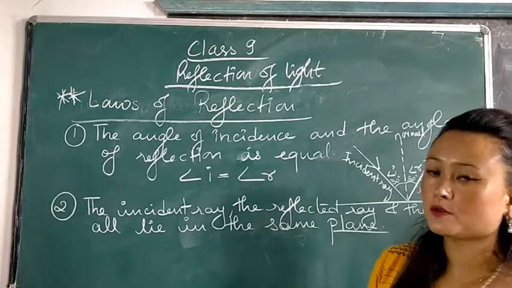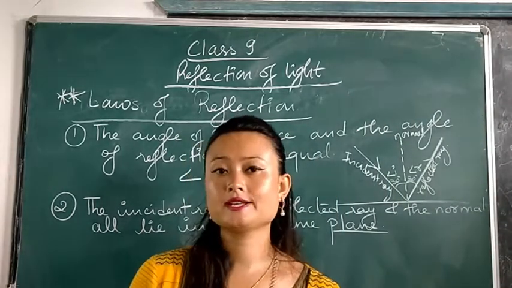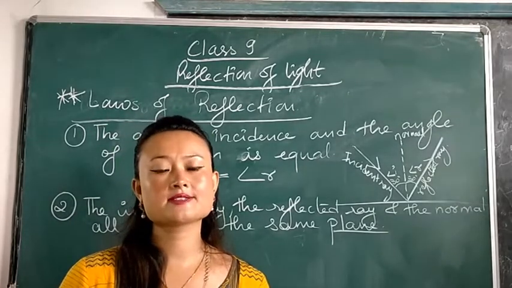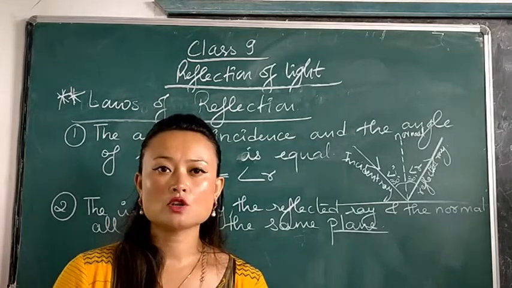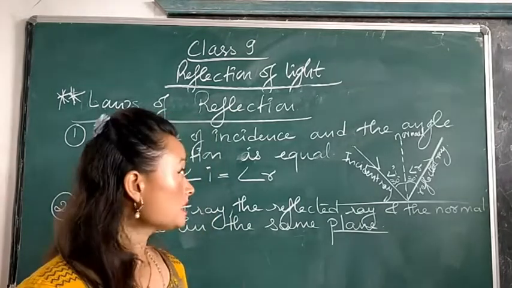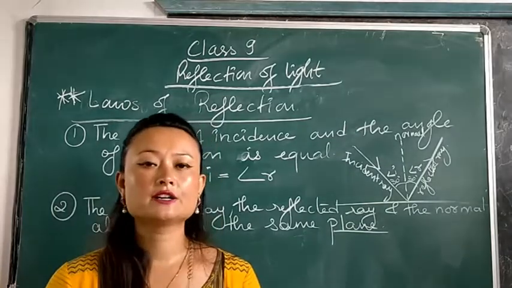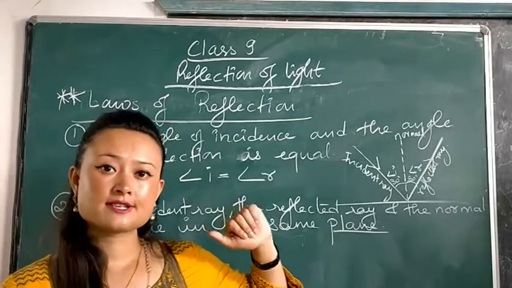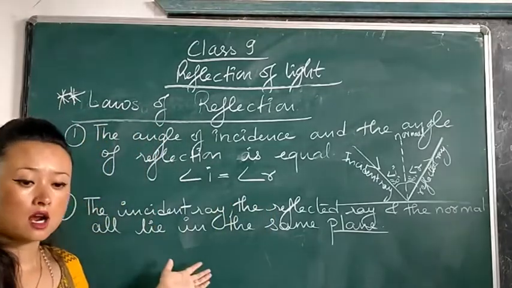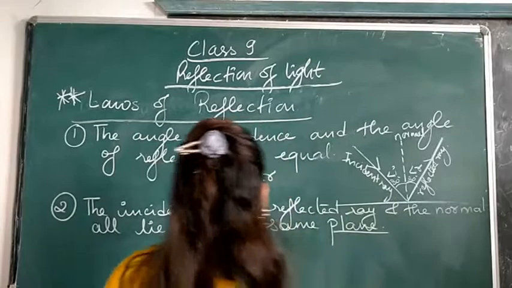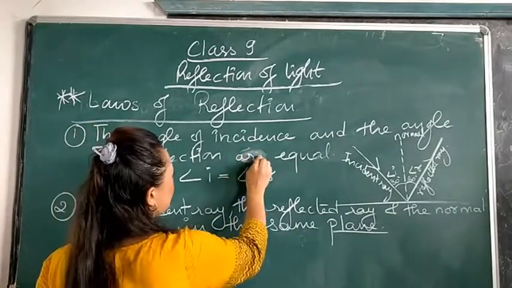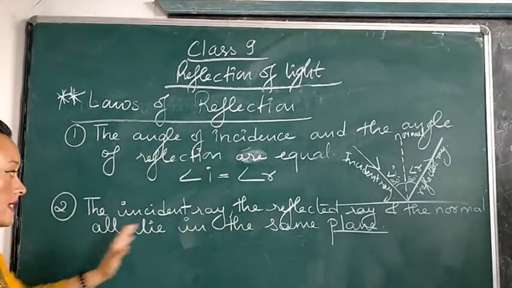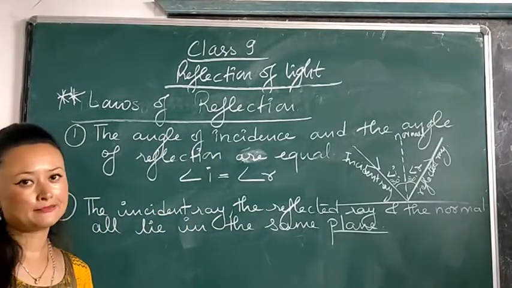So today we learned about the important terms related to reflection, which are the incident ray, reflected ray, point of incidence, angle of incidence, and angle of reflection. And then you learned about the laws of reflection. The angle of incidence and the angle of reflection are equal, and the incident ray, the reflected ray and the normal all lie in the same plane.